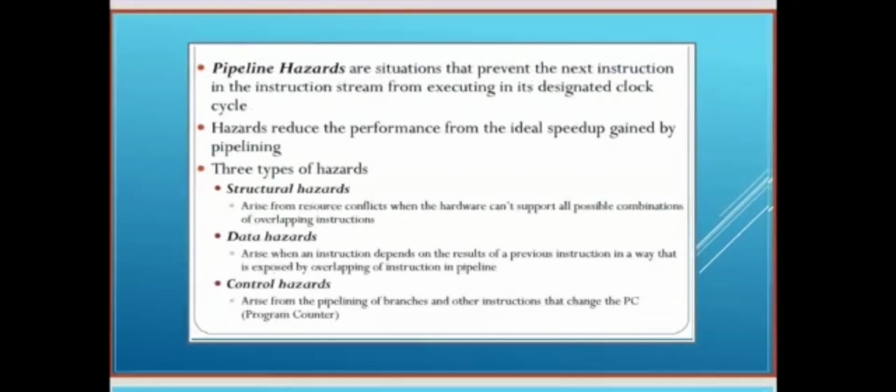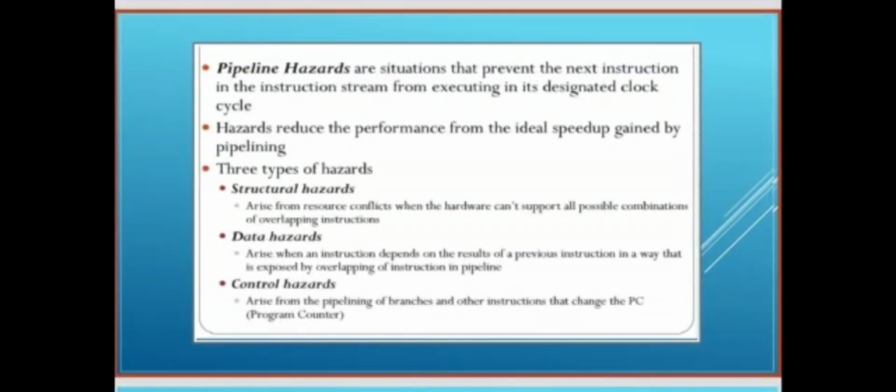Pipelining and hazards. Pipelining hazards are situations that prevent the next instruction in the instruction stream from executing in its designated clock cycle. Hazards reduce the performance from the ideal speedup gained by pipelining. There are three types of hazards: structural hazard, data hazard, and control hazard. Structural hazard arises from resource conflict. The hardware cannot support all possible combinations of overlapping instructions.